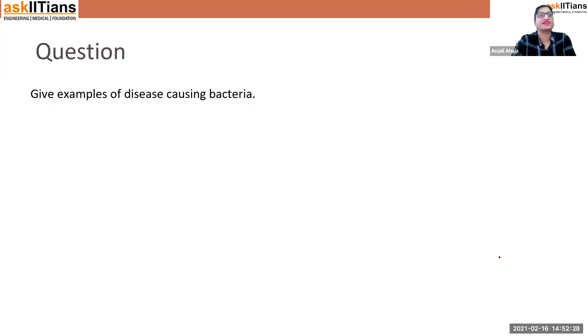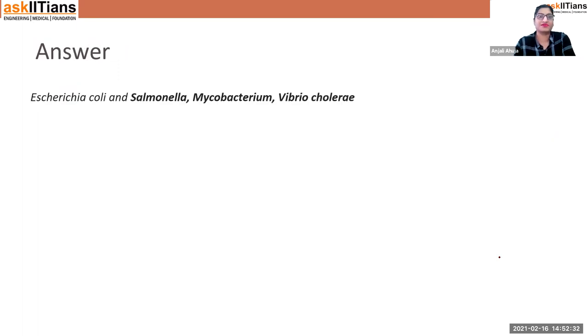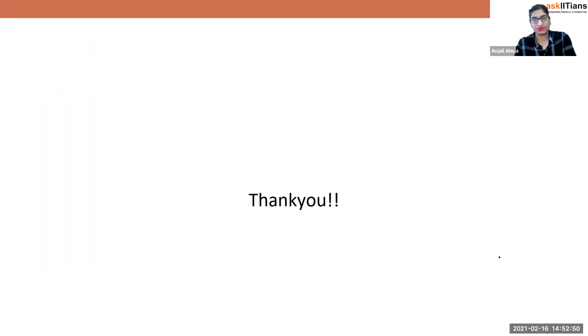I'm moving further. Give examples of disease-causing bacteria. Salmonella typhi causes typhoid, Mycobacterium causes tuberculosis, Vibrio cholerae. I have explained this one earlier. Vibrio cholerae causes intestinal disease, dysentery, and diarrheal disease also. So thank you. We are done with the microorganism categories chapter. Category chapter means only the category part. So with this, we are done with different categories of microorganisms.